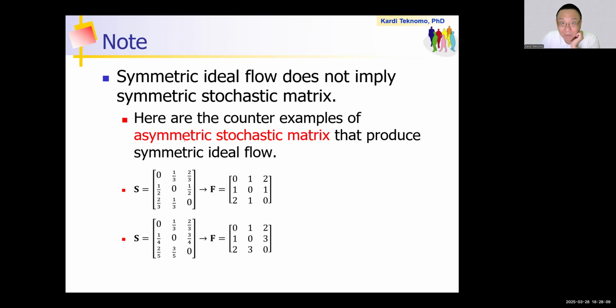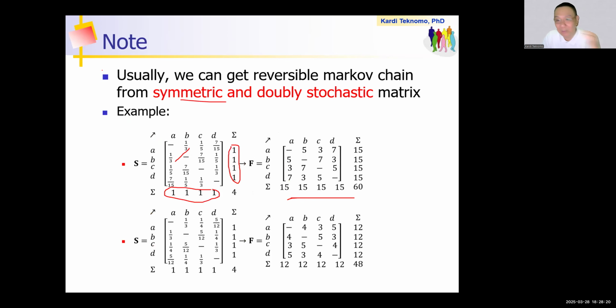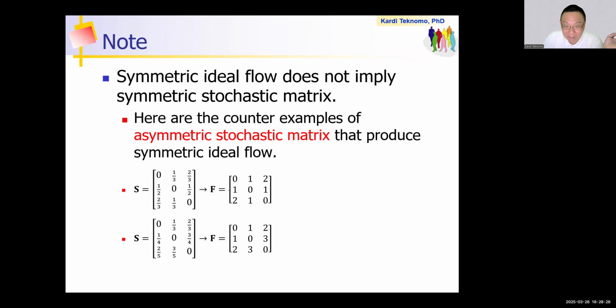Okay. But symmetric ideal flow does not always imply symmetric stochastic. It's one way. If you get symmetric stochastic, you get symmetric ideal flow. But if you have symmetric ideal flow, it does not mean you can get symmetric stochastic. This is an example. This is actually a symmetric ideal flow, but the stochastic matrix is not symmetric. Can you see? This is 1/3 and this is 1/2. So this is not symmetric. So asymmetric matrices can also produce symmetric ideal flow.